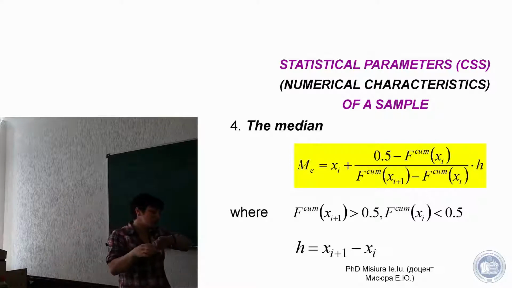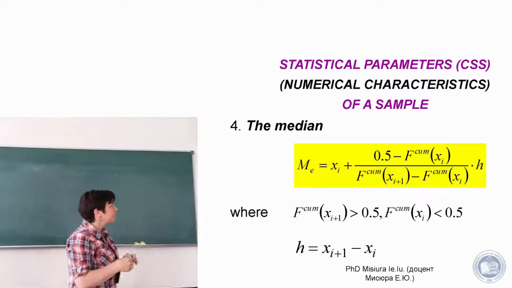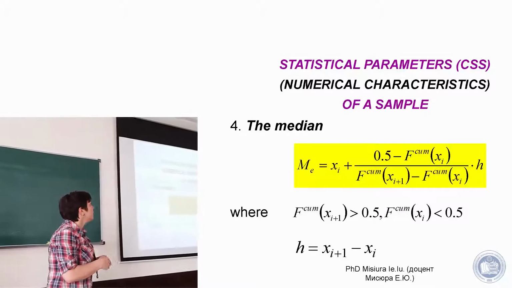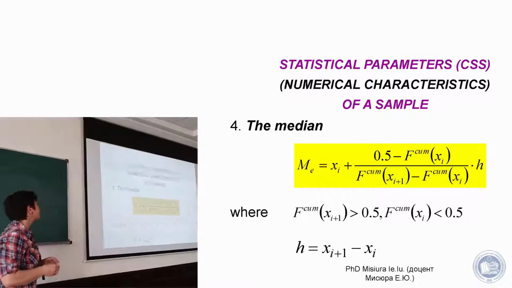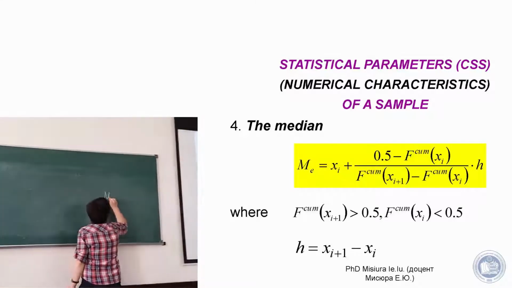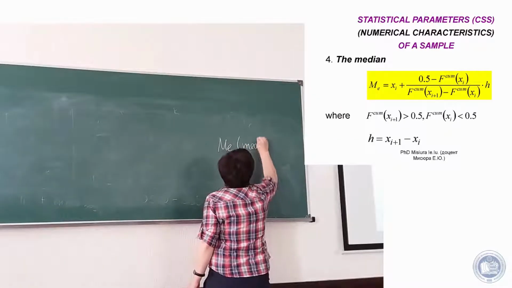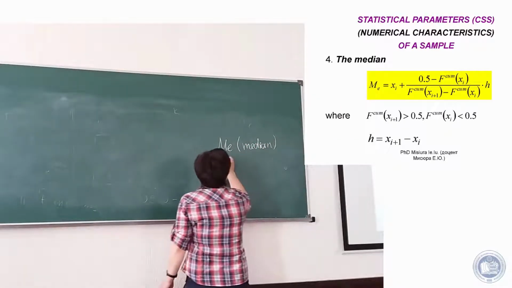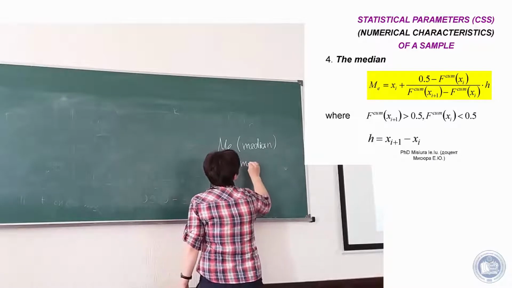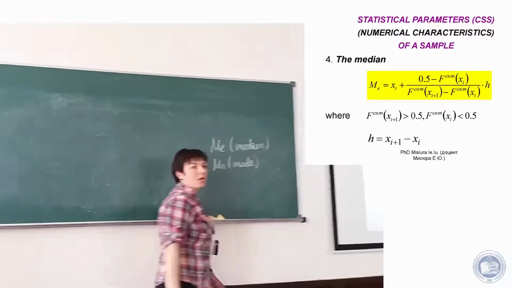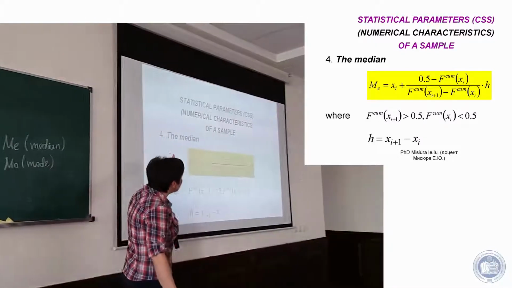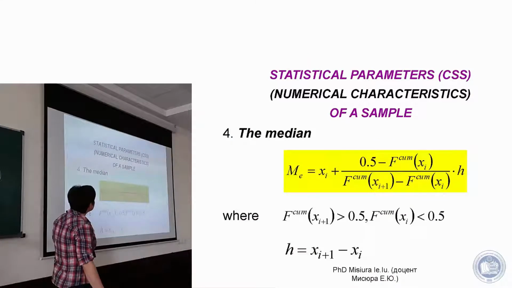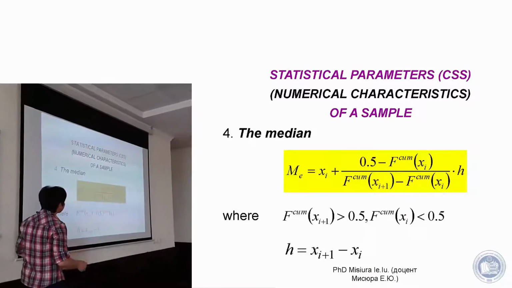In order to finish learning continuous statistical series, you need to learn two basic characteristics, mode and median. ME means median and MO means mode. In order to find mode and median, students, you need to use basic formulas. Please copy out the first formula.